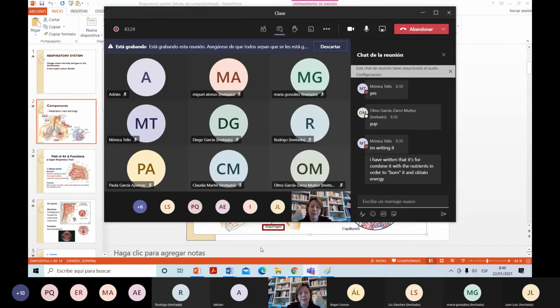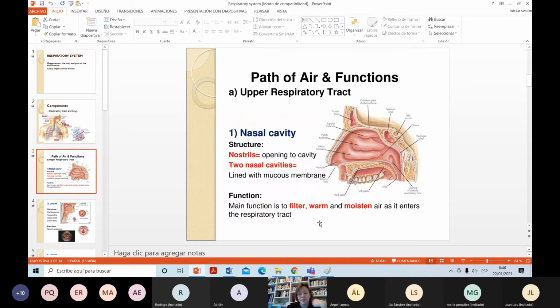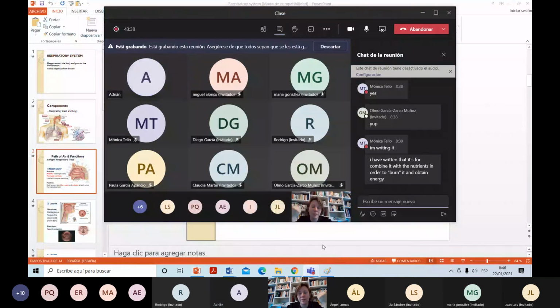So apart from cleaning the air, warming the air, you're going to moisten it. Moisten the air, transforming it into something a little bit humid. Okay, that's because in the membrane in which gas exchange happens, so in the walls of the alveoli, the exchange of gases happens better, easier, if the air is a little bit humid.